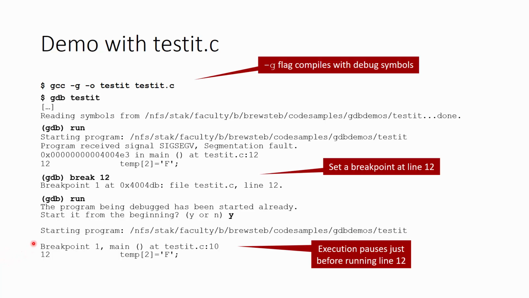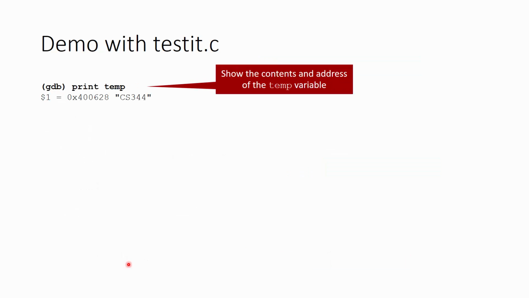It starts up, and it'll give us this output here: Breakpoint 1 in the main function at testit.c line 10. That's where it stops, and then line 12 is the next line that it's going to execute. Line 11 is a new line, there's nothing in it, and then line 12 is this line here. It tells us this is where our breakpoint is, and we know that's where the issue is because it told us on a previous crash.